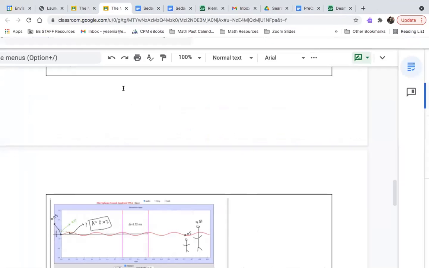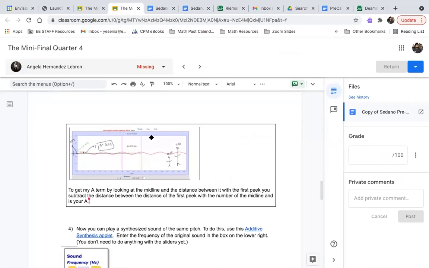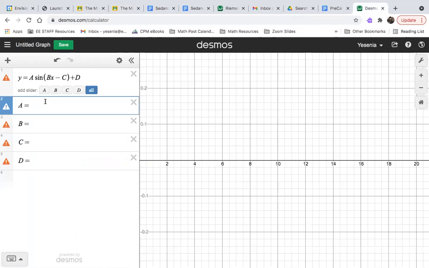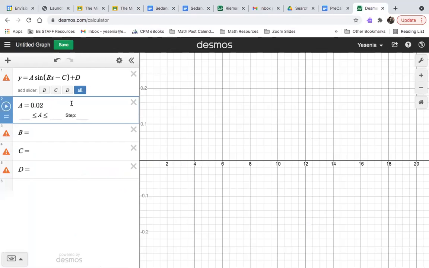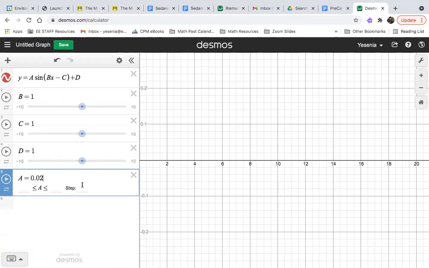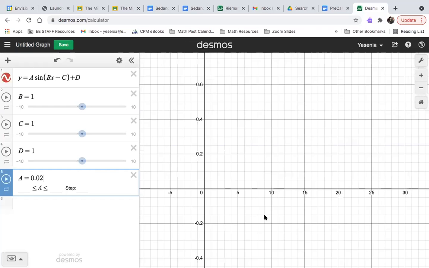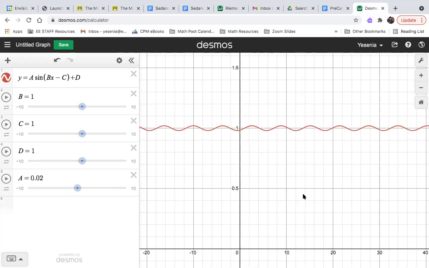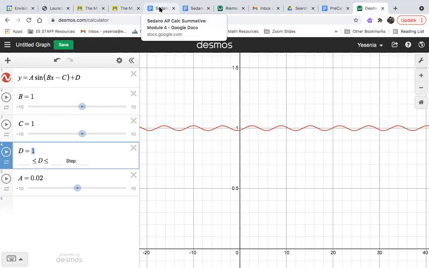X out of Jasmine's. I forgot. Oh, we said it was gonna be 0.02. So yours is gonna be 0.02. Sorry, the A went all the way down here. I don't know how to move it up. So there's your A. We don't see anything yet because it's up here. But we need to fix what your B is, your C, and your D. So that's what we're gonna do next.